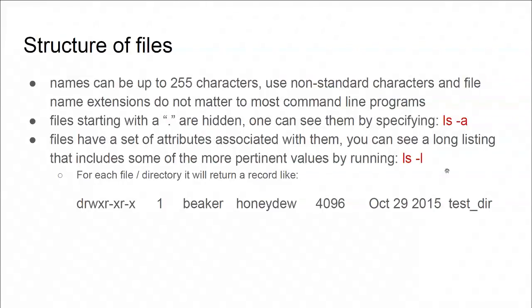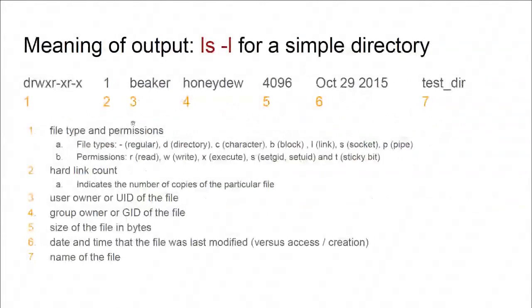As I was mentioning, files have a set of attributes associated with them that are stored in the structure of the file system itself and in the file itself. You can see a long listing of these to get the pertinent values by running ls -l. For each file in the directory where you run ls -l, you'll get a record like the following. The meaning of this output for a simple directory is as follows. The first field here is the file type and the permissions.